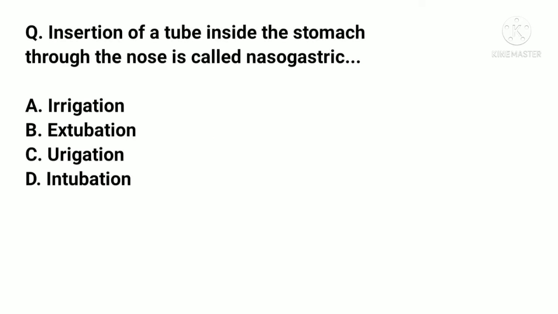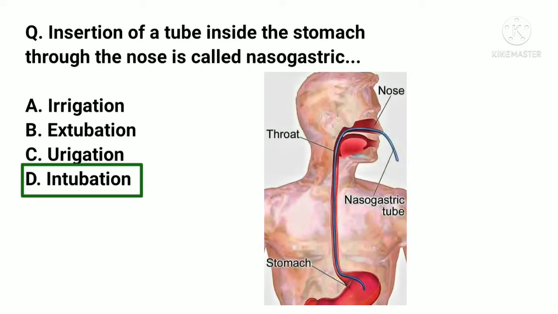Insertion of tube inside the stomach through the nose is called nasogastric. A. Irrigation. B. Extubation. C. Irrigation. D. Intubation. And the correct answer is D. Intubation. Nasogastric intubation is a medical process involving the insertion of nasogastric tube through the nose and down into the stomach.